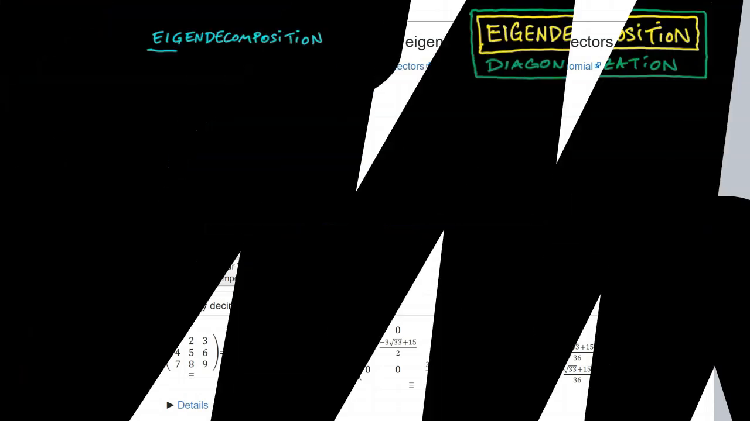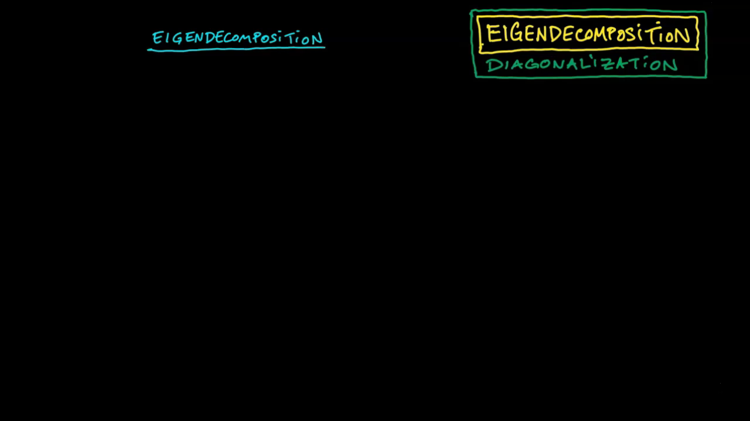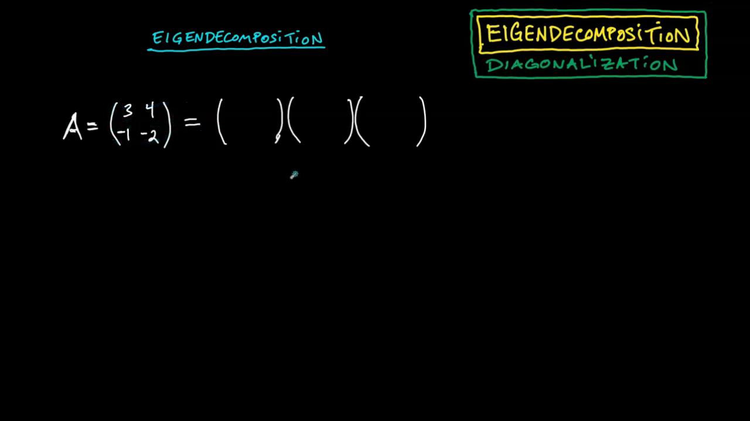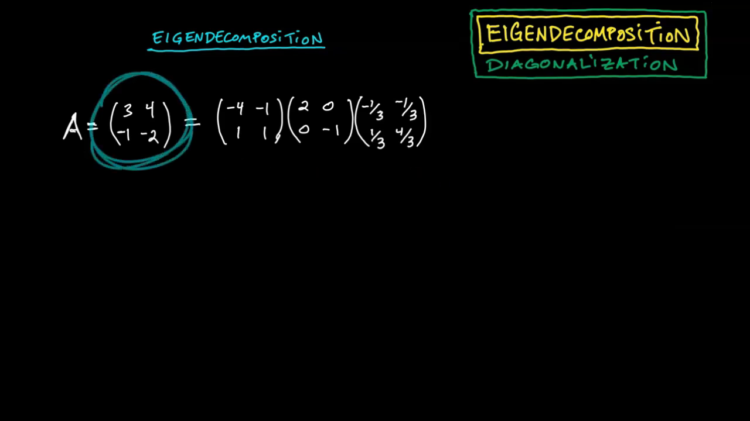So here we go. Here comes your first eigendecomposition. Let's start with this matrix A, whose rows are 3, 4, and -1, -2. And I am going to decompose it into a product of 3 matrices, namely these 3 matrices. And if you care to multiply them together, you'll see that you will indeed recover A.